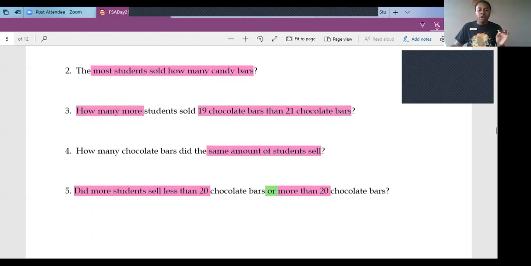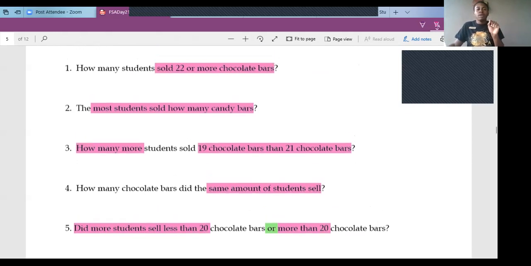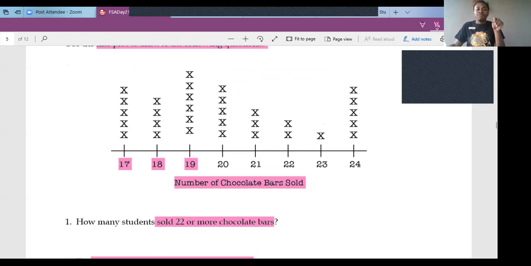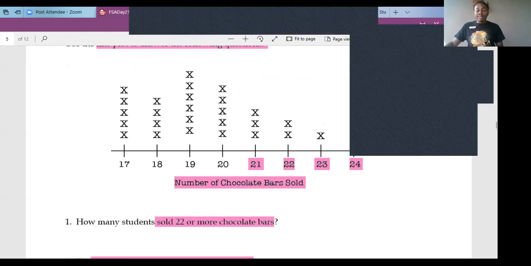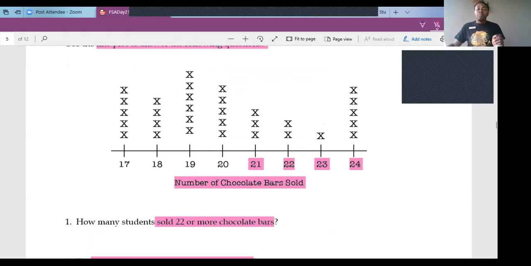So to answer the first part, did more students sell less than 20? Less than 20 chocolate bars, we're talking about 15 total. Now we're going to go more than 20. I'm going to erase here so you can see which ones we're on, okay? More than 20 would be 21, 22, 23, and 24. That means we're going to count the X's above 21, 22, 23, and 24. So let's do that.